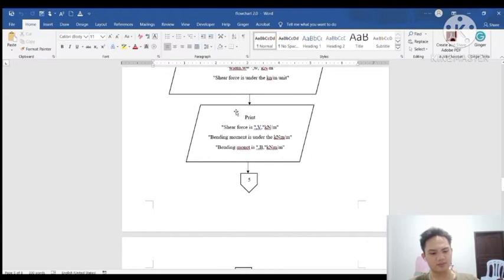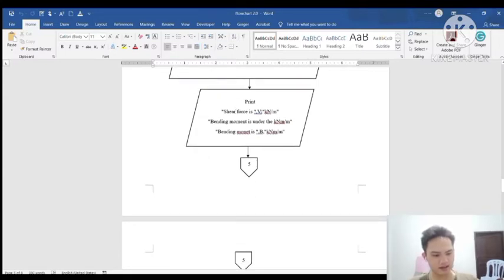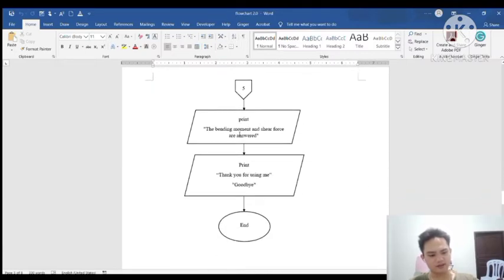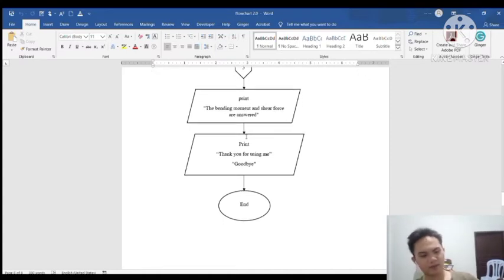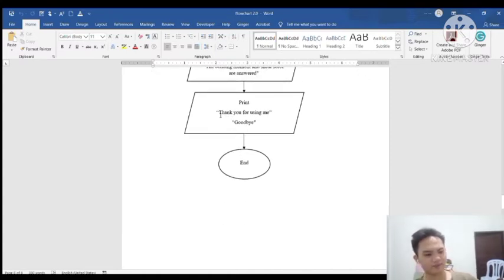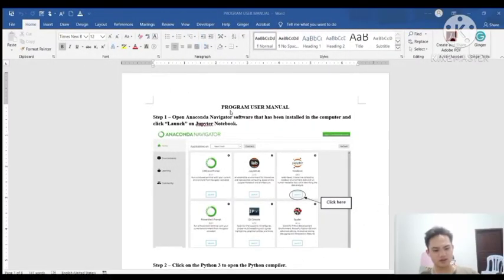Next, we calculate the shear force. V has the unit kN per meter. And the bending moment has the unit kN meter per meter. Next, we continue with the output, printing the bending moment and the shear force as the answer. Next, we print 'Thank you for using me and goodbye.' And the last part is the program user manual.